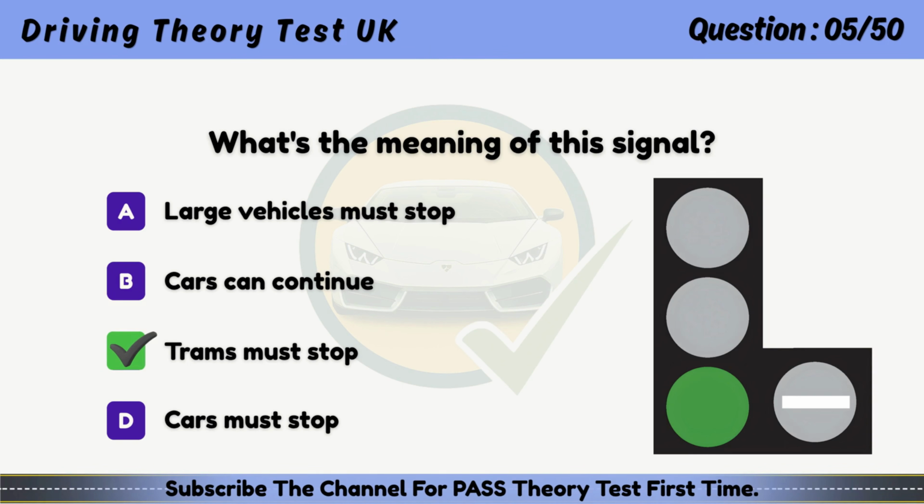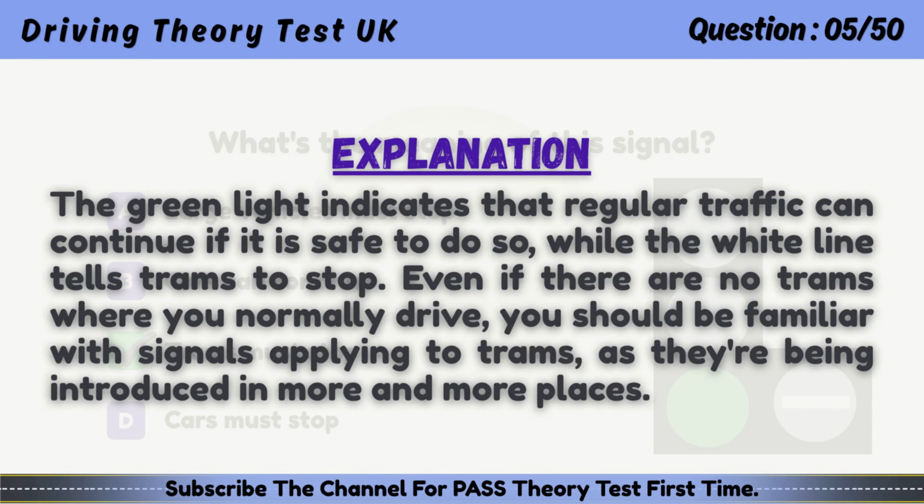Answer is C. Trams must stop. The green light indicates that regular traffic can continue if it is safe to do so, while the white line tells trams to stop. Even if there are no trams where you normally drive, you should be familiar with signals applying to trams, as they're being introduced in more and more places.